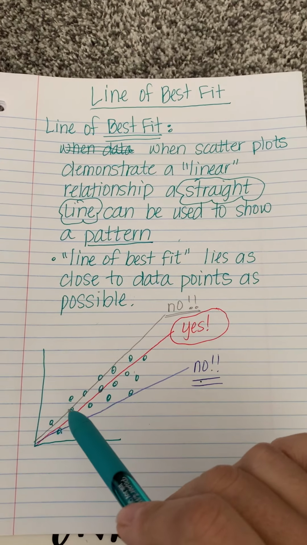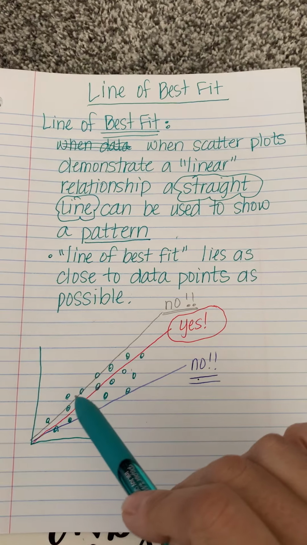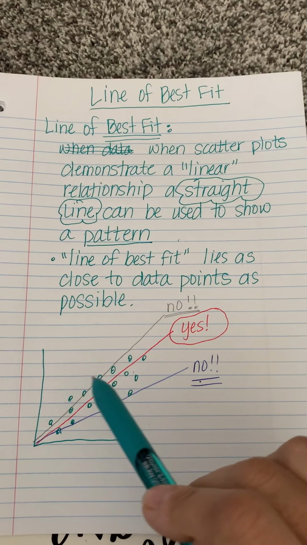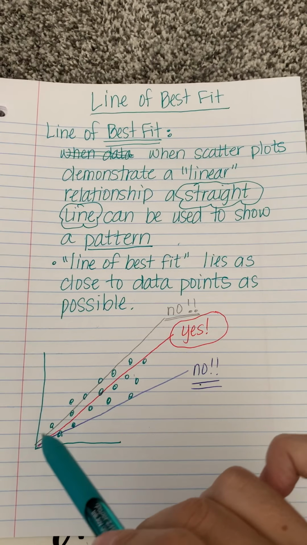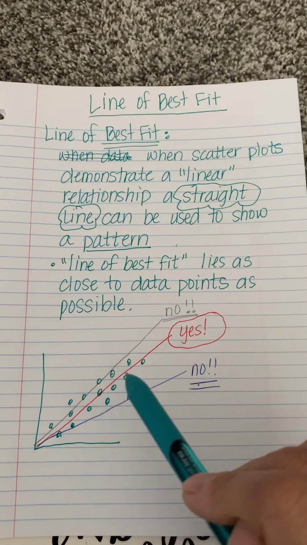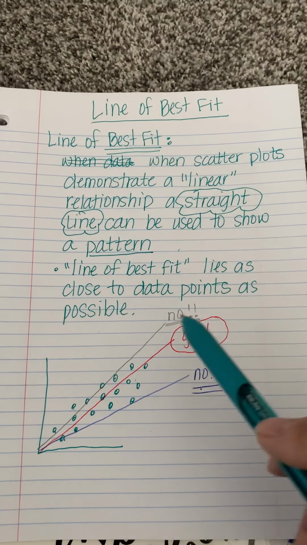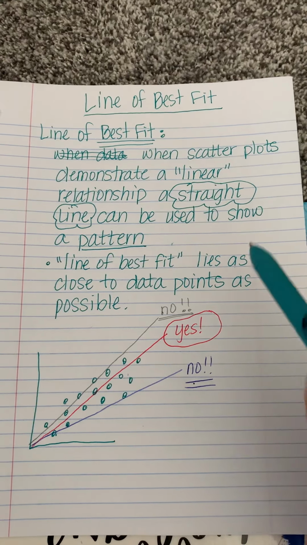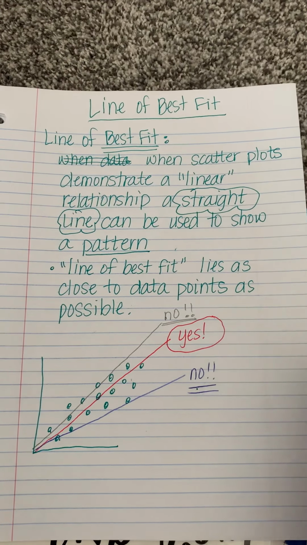This one right here, it looks okay, but as you can see, there's a lot more data below this line than there is above. So as it starts going, it's going to start getting steeper and steeper, but our data is going to go this way. So this is also not a good line of best fit. Okay, so no, yes, no.